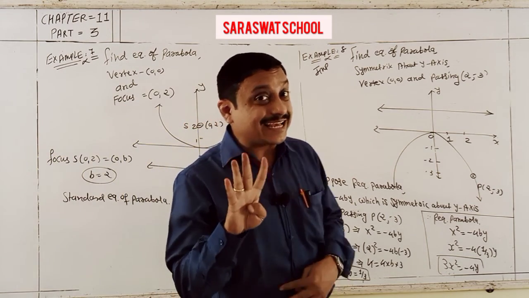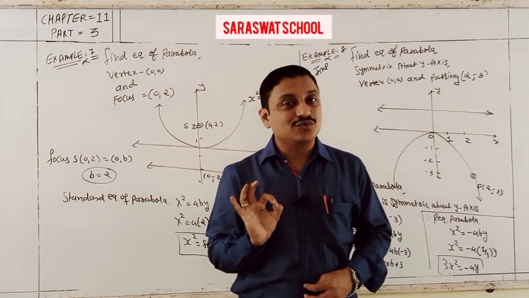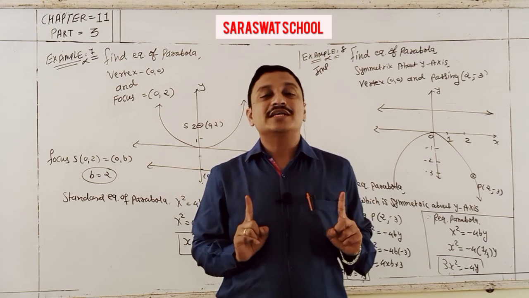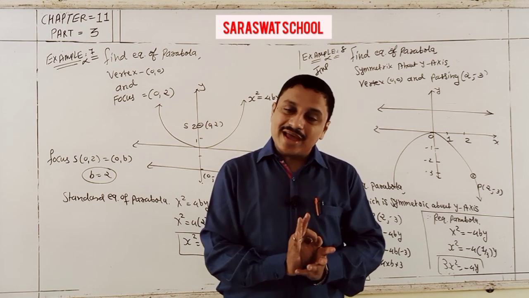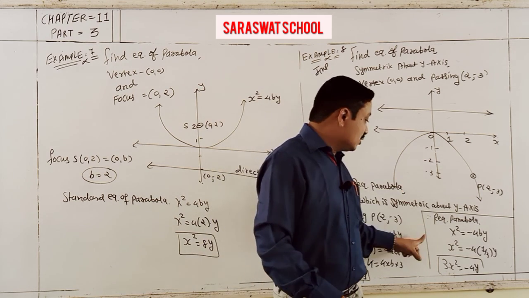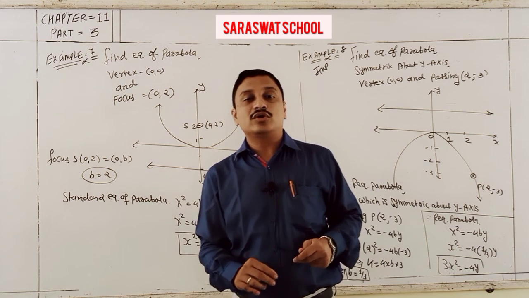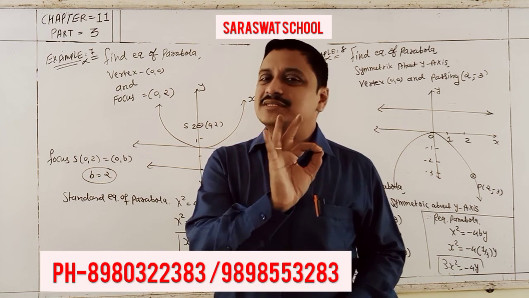Students, I explained 4 cases here. The first is y square is equal to 4ax, the second is y square is equal to minus 4ax, the third is x square is equal to 4by, and the fourth is x square is equal to minus 4by. These are all 4 cases, and simple examples, students, I have done.